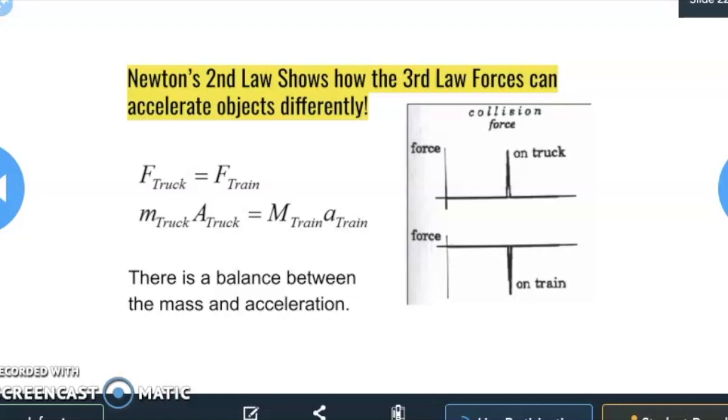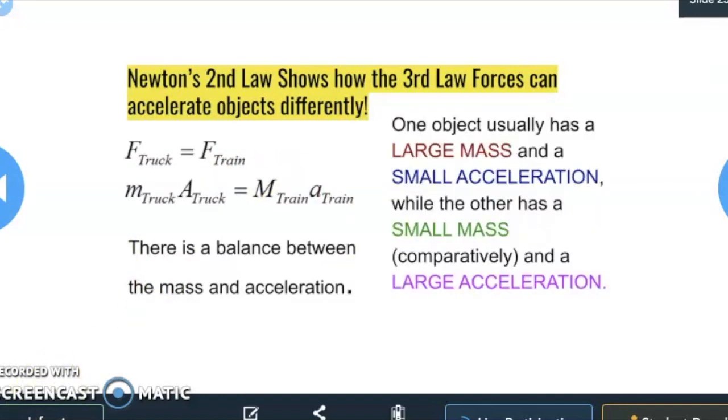But because of Newton's third law, we know that the forces on each are equal to each other. So the force of the truck must equal the force on the train. Now, if we take that one step further, that means the mass of the truck times the acceleration of the truck equals the force on the truck because of Newton's second law. And same thing with the train. The mass of the train times the acceleration of the train must equal the force on the train. Now, in order to keep things balanced, keep things in check, that means that the smaller object would have a larger acceleration, and the larger object would have a smaller acceleration.